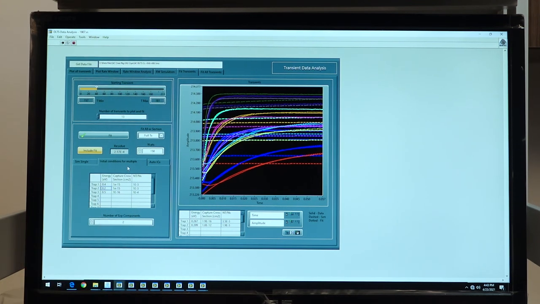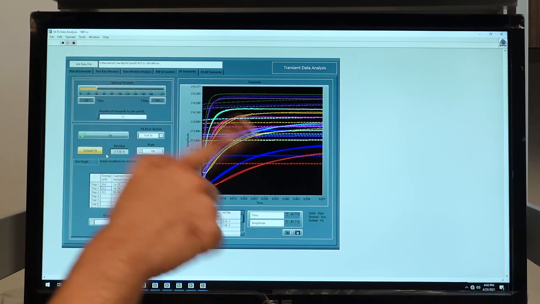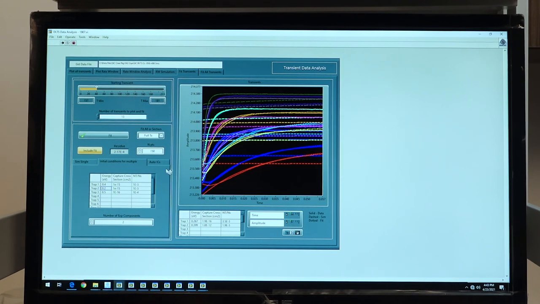If we want these transients to be fit for more than two exponentials or more than three exponentials, then we have to select, from here, the number of exponential transients we want to fit, and then click on fit. And then to show the fit data, we have to click on this include fit. Otherwise, it will not show the fit result. So once we click on include fit, we get a fitting.